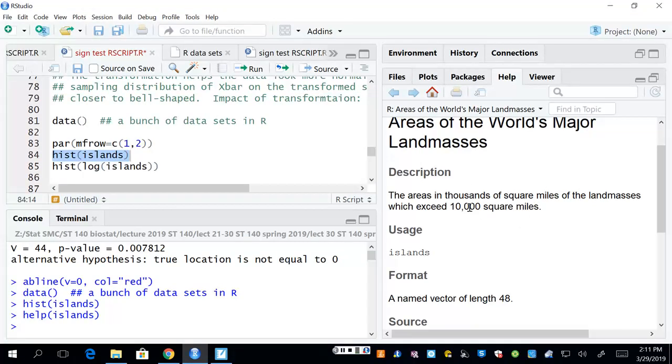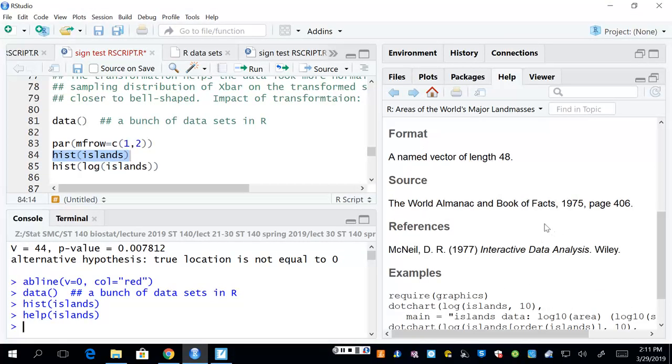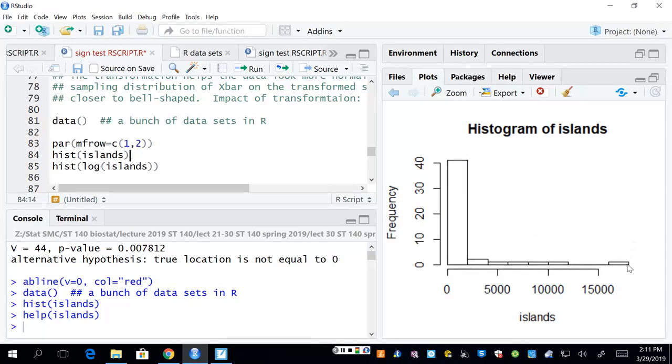Thousands that exceed 10,000 square miles. But if you look at the histogram of those, some are massive, right? And then there's some that are mostly small, extremely skewed. If you try to take a sample of these and then do a t-test or something from data that would be like this, the sampling distribution won't be symmetric and it won't work out so well.